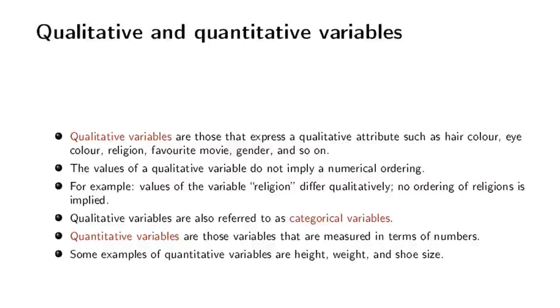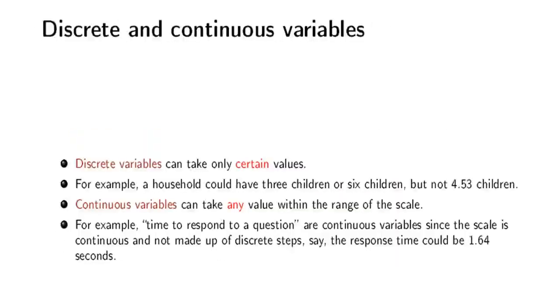Now, quantitative variables are those variables that are measured in terms of numbers. Some examples of quantitative variables are height, weight, and even shoe size. What's the difference between discrete and continuous variables? Discrete variables can take only certain values. For example, a household could have 3 children or 6 children, but not 4.53 children.